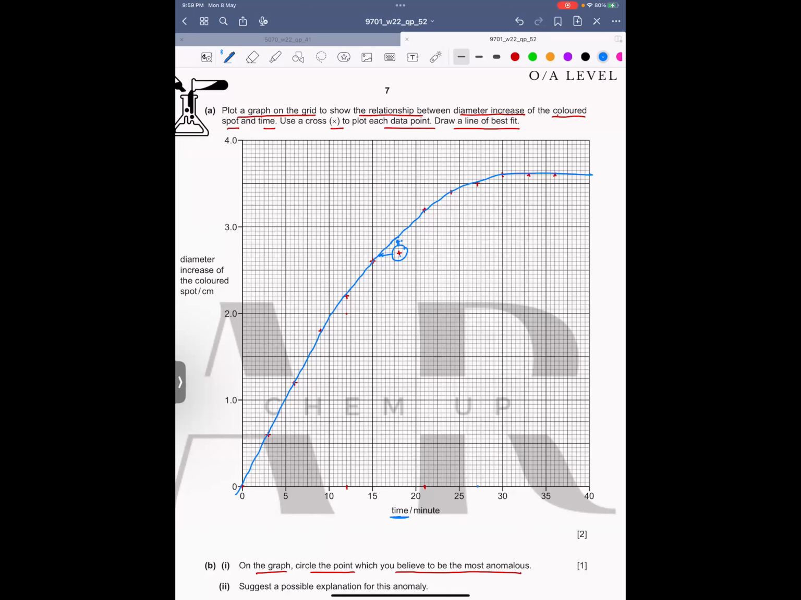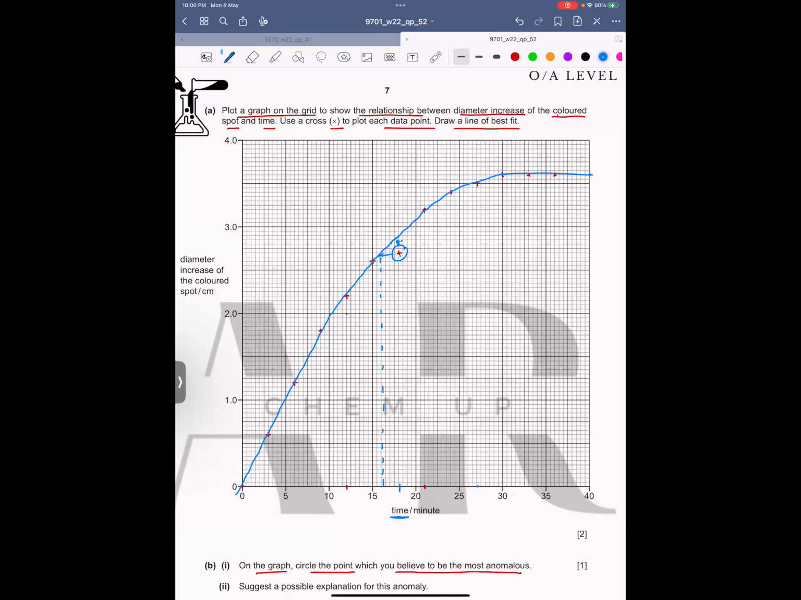Actually, this plot, this diameter is recorded at this time instead of 18. So it means that we have measured or recorded the time earlier than the time that we have mentioned over there in the table. Is this understandable? So can you explain this point again?